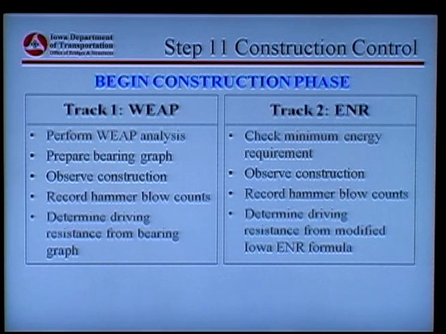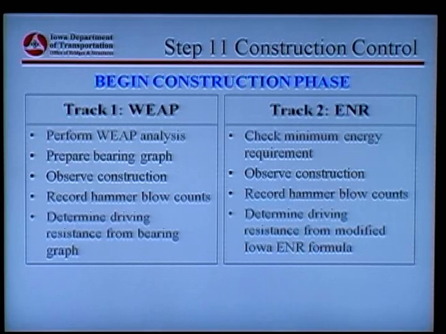So in the construction phase, what is required in WHIP and what is required in the ENR formula? In the WHIP, track 1, you perform the WHIP analysis and prepare the bearing graph, whereas in track 2, you check the minimum and the maximum energy for selection of the right hammer to be used. And you observe the construction.